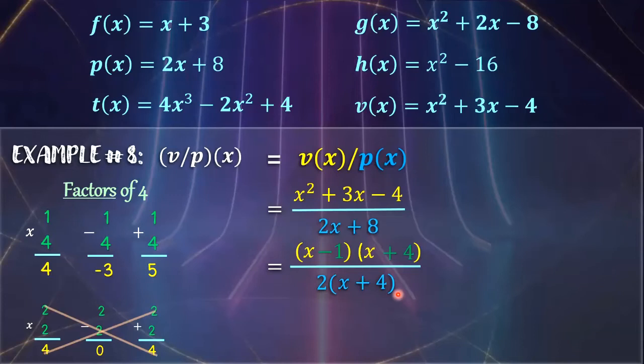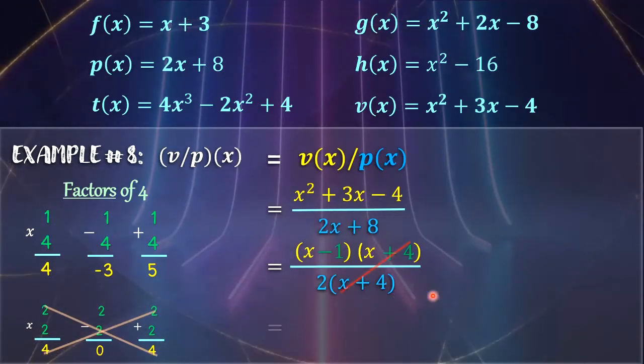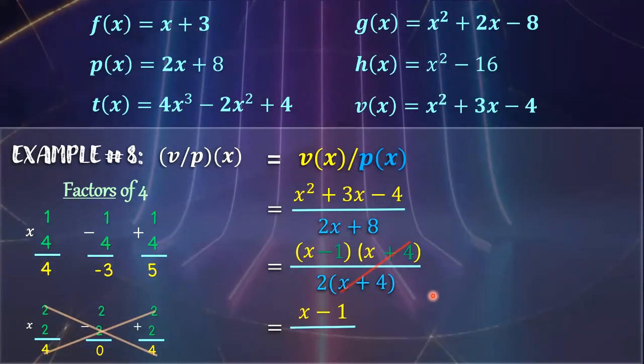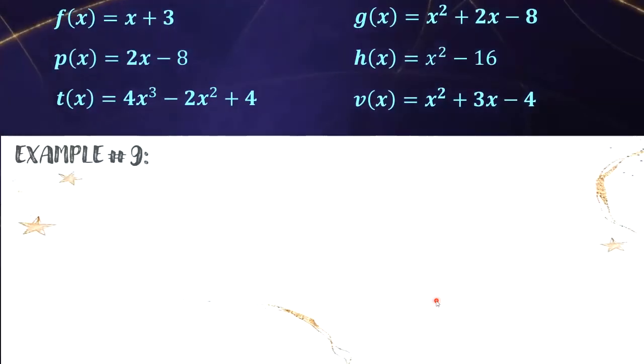After this one, let's see if naay makancel out. Yes, which is x plus 4. So, therefore, our final answer would be x minus 1 over 2. And we are down to our last example.